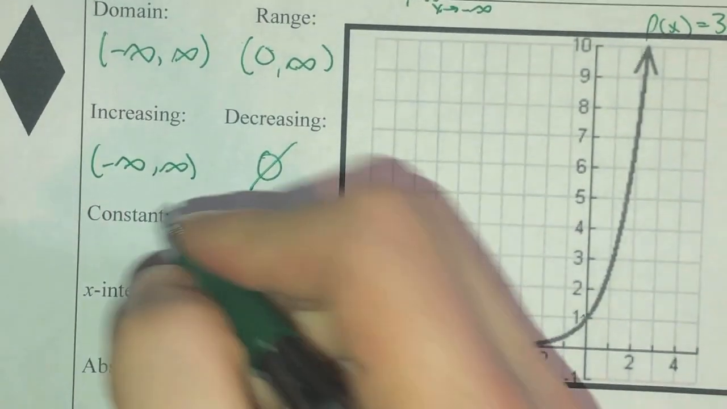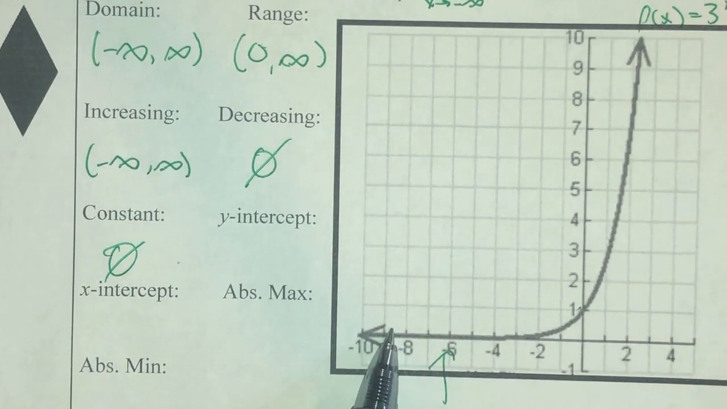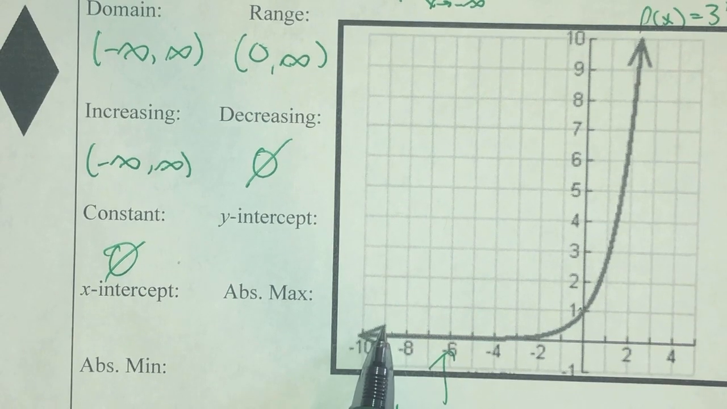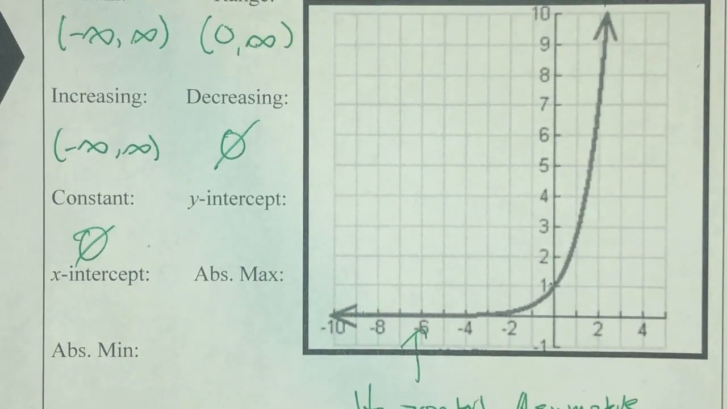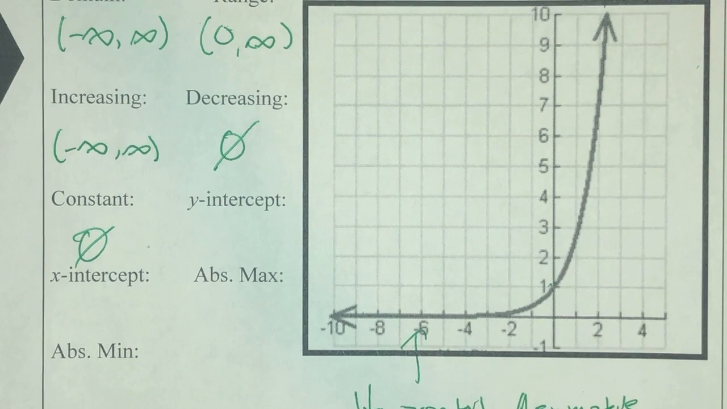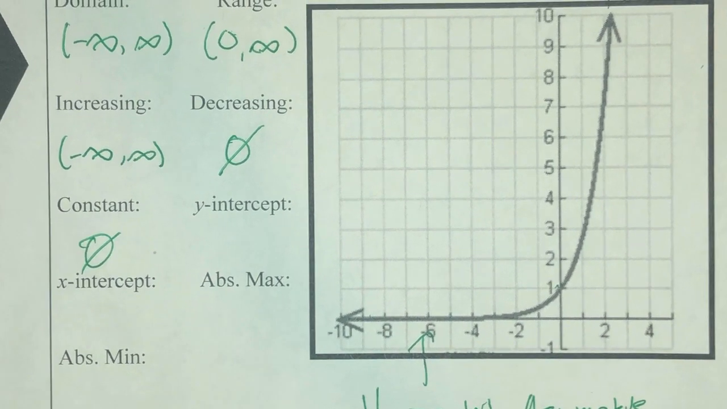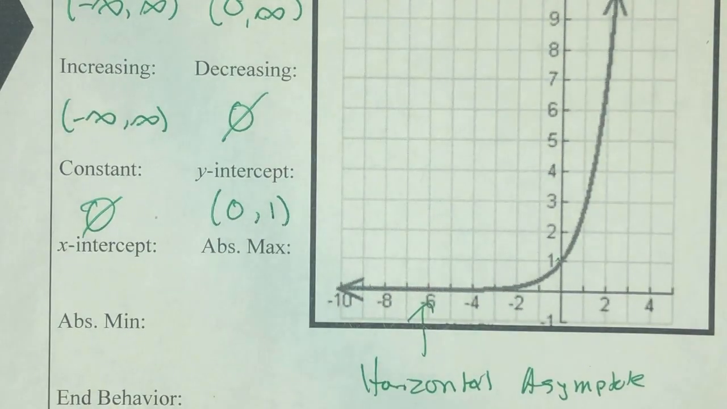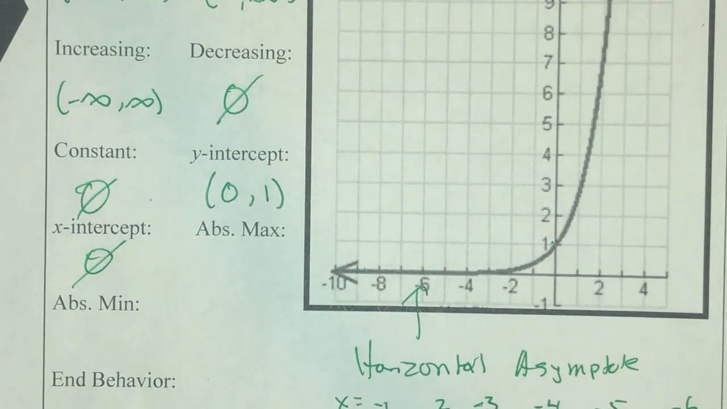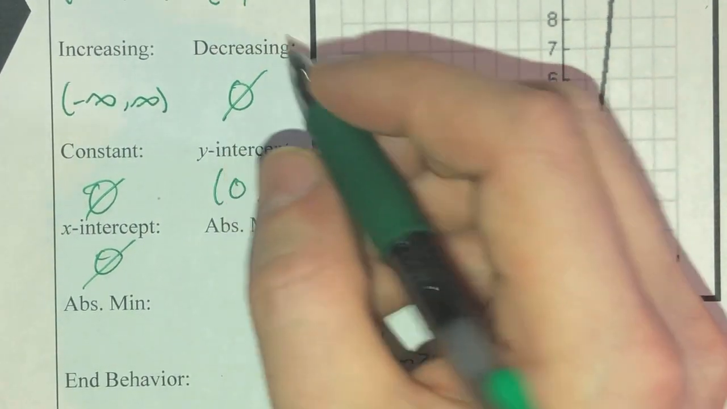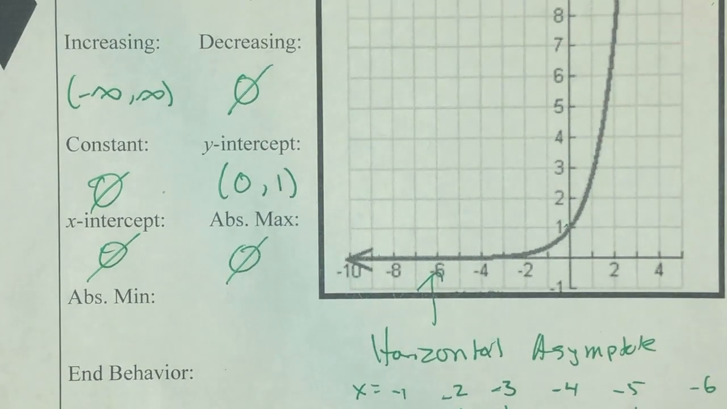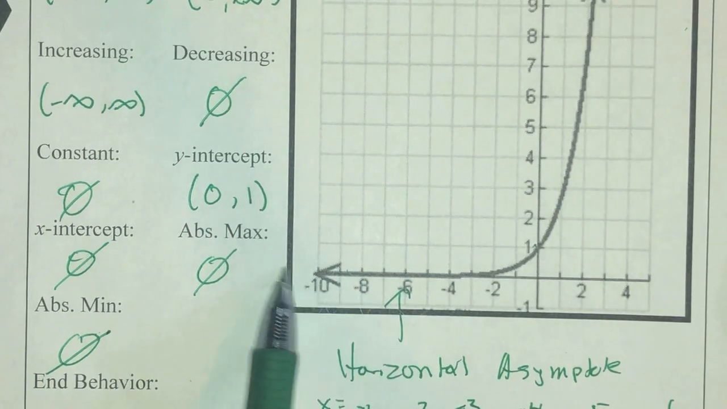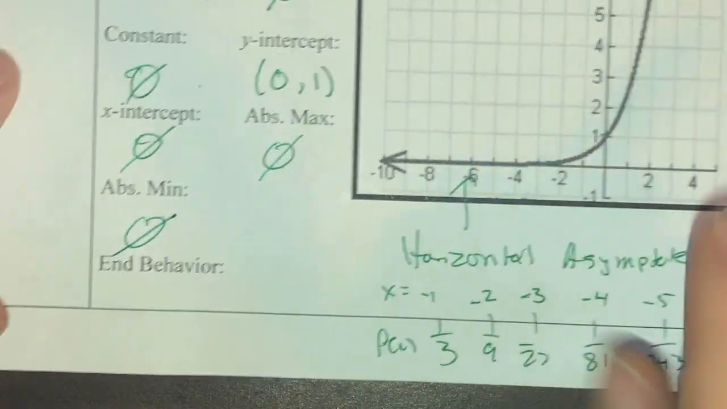Decreasing nowhere. Constant. Again, it looks constant. But what's happening is, believe it or not, if I was to do a Desmos and zoom in, zoom in, zoom in, it wouldn't be constant. It would just be increasing really, really slowly. Okay? Y-intercepts, 0, 1. When you plug in 0, you get 1. X-intercepts, remember, none of them because it looks like it, but it never hits the x-axis. Absolute max, there's none. Absolute min, there is none. The absolute min doesn't exist because of the asymptote; it's always going to keep getting smaller and smaller.